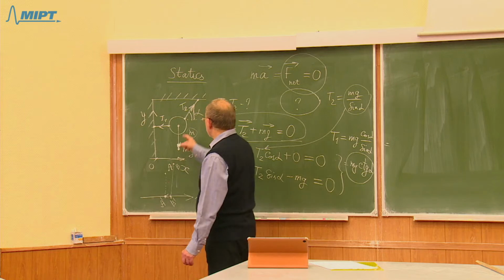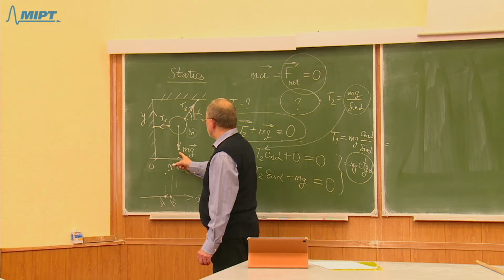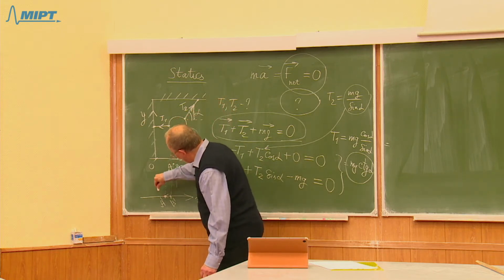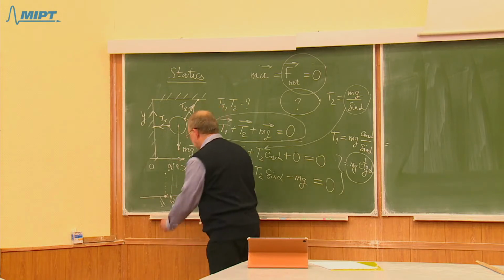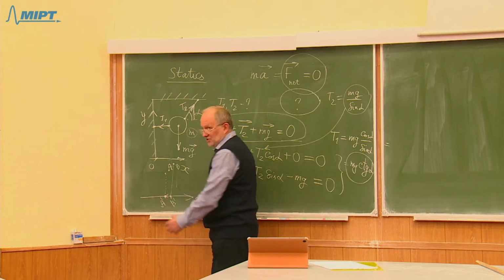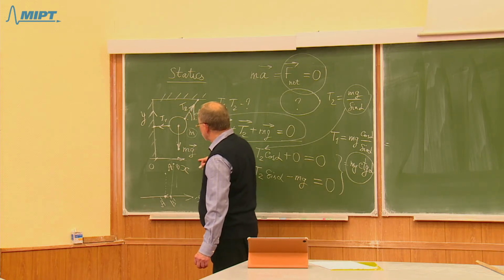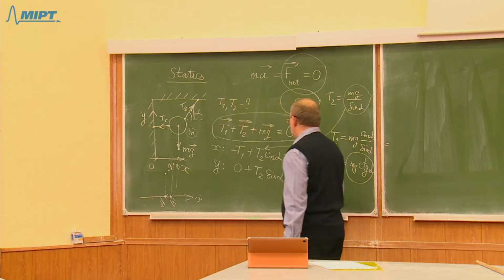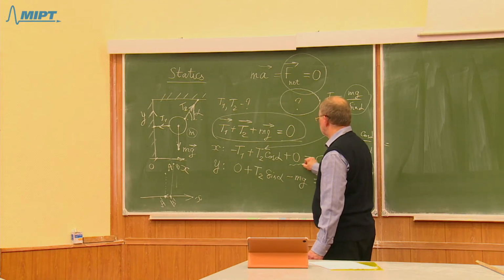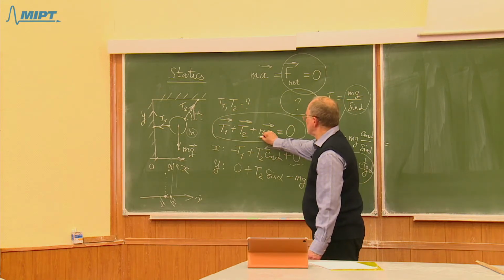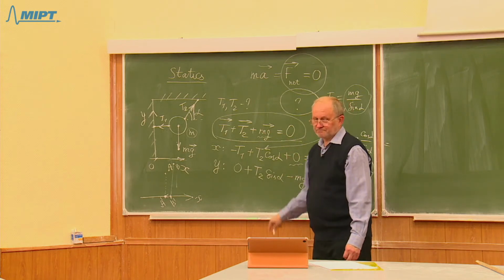If this is the end of the vector and this is the beginning, then the projection of vector will be this one. But in our case, as vector mg is vertical, then points A prime and B prime coincide, and the length of this section will be zero. Therefore, if you have vertical vector, its projected length on horizontal will be zero. That's what we have used here. Instead of mg, we put zero.